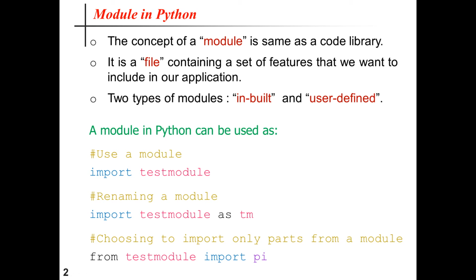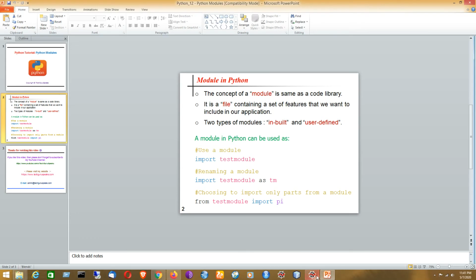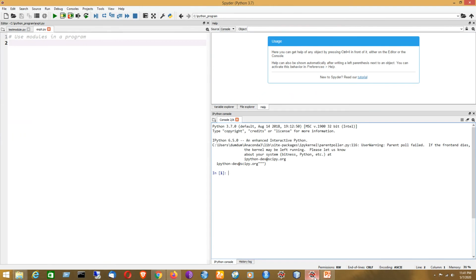Now I will be writing a program in Python using the Spyder IDE, the most popular IDE for Python programming. Just have a look at how to write a program for module creation in Python. Then we will be using that module in our program. So now we'll be moving to the popular Python IDE named Spyder.